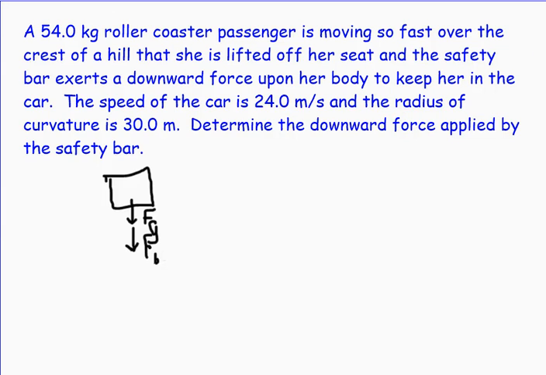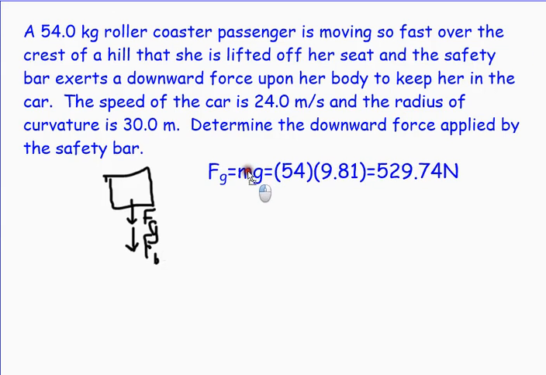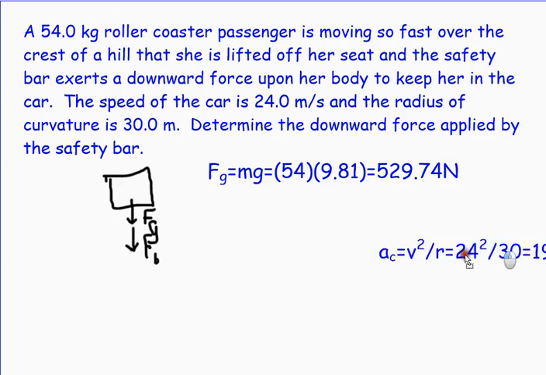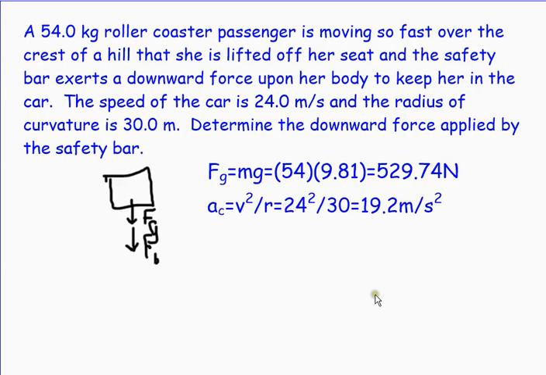So again, find Fg first, just because that's the easiest one to do. Mass is 54, acceleration due to gravity 9.81. I get 529.74. I'm not going to round this because the only thing I'm actually asked for is the force due to the bar, so this is not a final answer yet. Centripetal acceleration, ac equals v squared over r. It tells me the velocity is 24, and the radius of the curve is 30 meters. So when I plug that in, I get the centripetal acceleration of 19.2 meters per second squared.